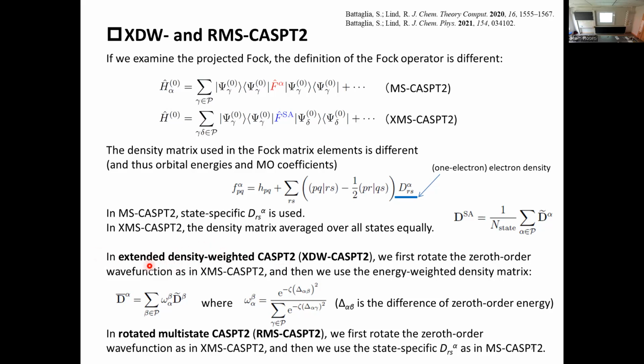Yeah, Stefano developed this extended dynamically weighted CASPT2, which we usually abbreviate XDW-CASPT2. This density matrix is weighted-averaged using this formula, where the weight is like a Boltzmann factor. And he also developed the rotated multistate CASPT2, RMS-CASPT2. This uses the state-specific density matrix as in MS-CASPT2, but as in XMS-CASPT2, the reference states are rotated.